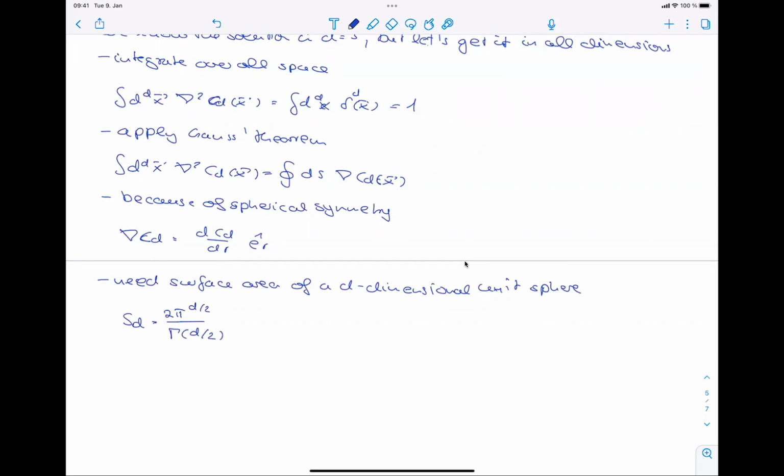And here, this is 2 pi to the d over 2 over gamma of d over 2. So for d equal 1, we had gamma of a half, which is, for example, square root of pi. And talking about functions, gamma function, right? Gamma functions, we know identities.